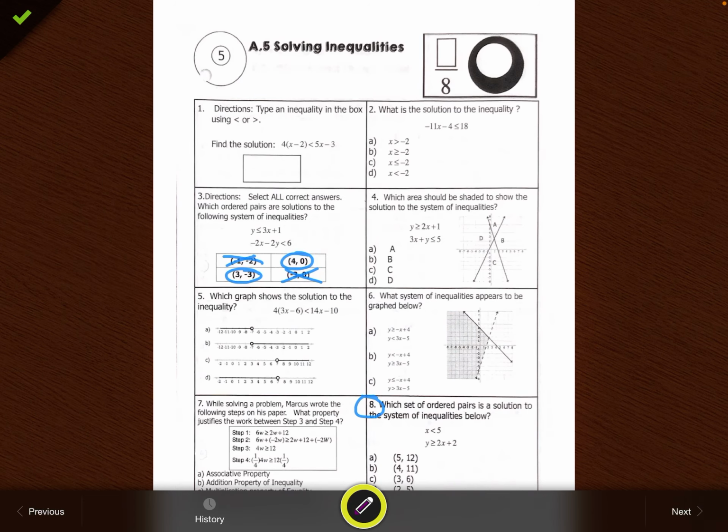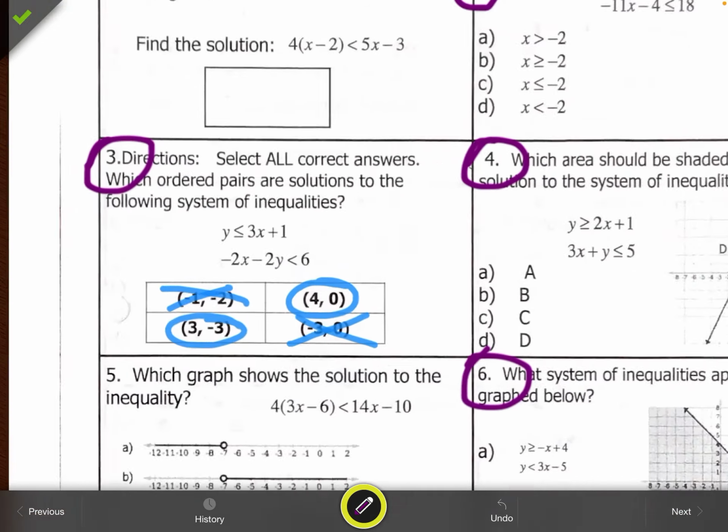On pool ball 5, hold on, technical difficulties. Okay, on pool ball 5, it's not letting me erase, it's okay. We're going to do questions 2, 3, 4, 6, and 8.